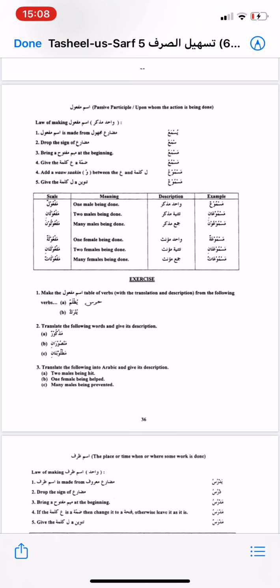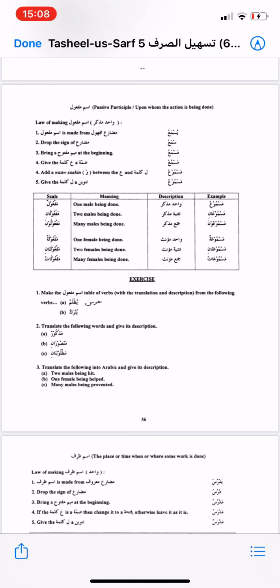How is the ism maf'ul made? Passive participle. Sorry, I mentioned at the start Tasheel al-Nahw, but I think this book is called Tasheel Us-Sarf. So ism maf'ul is made from the first siga of fi'l mudari' muthbat majhul. We should know the tables of madi and mudari'.